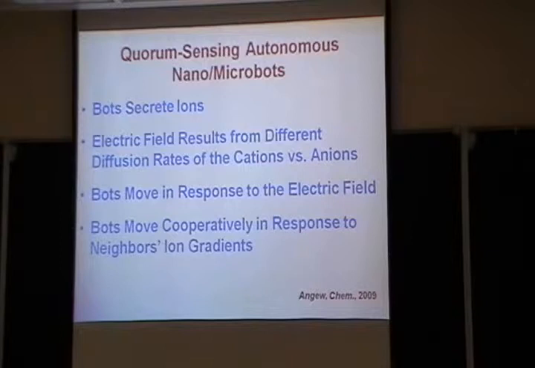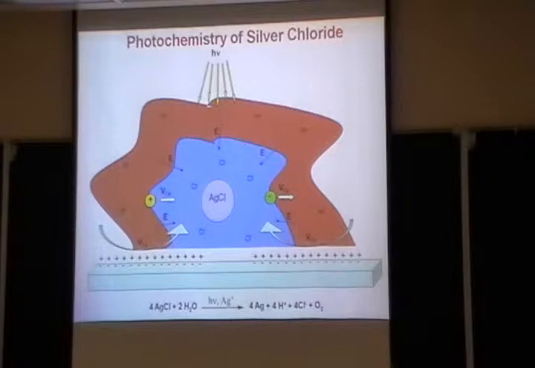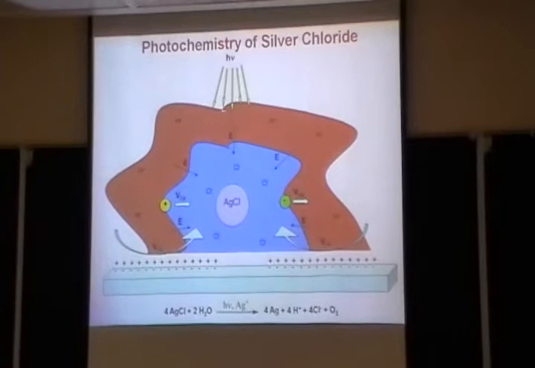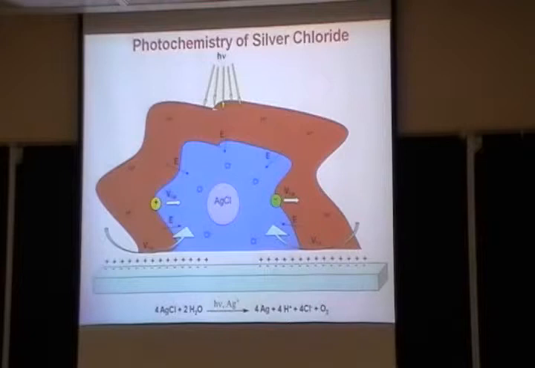So that's the idea. To show this, the first thing we did was chemistry that's at least 100 years old. This is black and white photography. You use silver salts for black and white photography. You shine light on them, you make silver. If you do it in water, you also make protons and chloride ions. And of course, protons are much smaller than chloride ions and diffuse much faster.